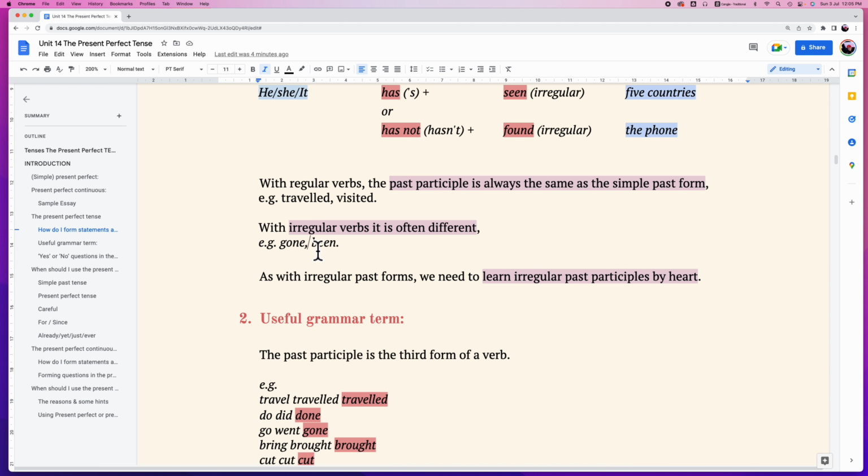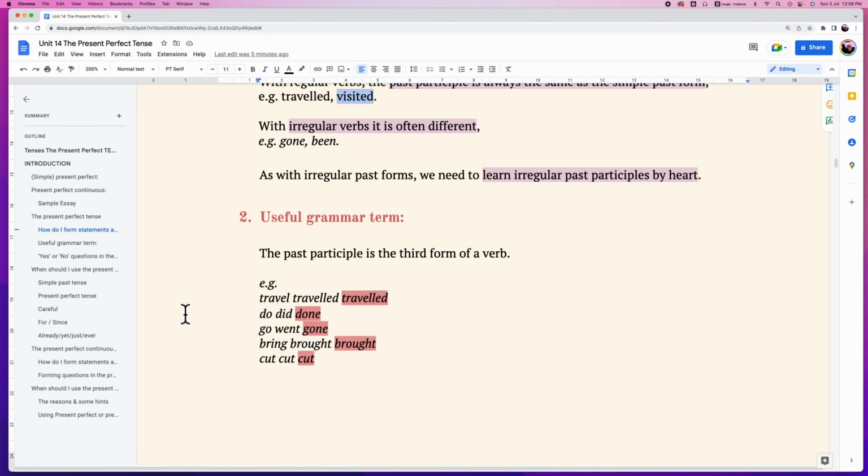And for the verb to be, the past participle will be been. For irregular verbs, we need to learn irregular past participles by heart. We have to remember that. There are no simple rules to tell you how they make the change. And for regular verbs, we always end them in ed, for example, traveled and visited. So, irregular verbs are more varied than regular verbs.